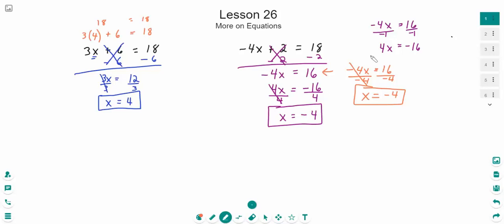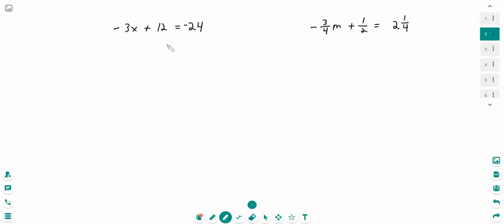All right? So let's try a couple more here. If I've got -3x plus 12 equals -24, let's start again. This is a very similar problem.